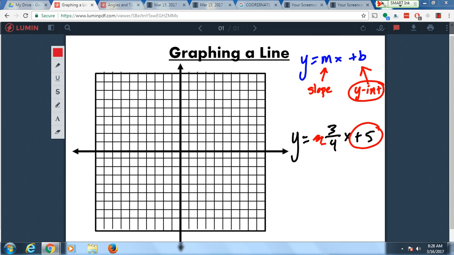So we start at 5. 1, 2, 3, 4, 5. And then the 3 I've kept positive, so I'm going to go up 3. But the 4 I kept negative, so I'm going to go to the left. So up 3 to the left 4. And then you can go the other direction too. And then you should be able to make a line. And there you go. Those are the basics of graphing a line.